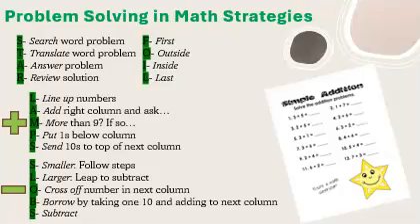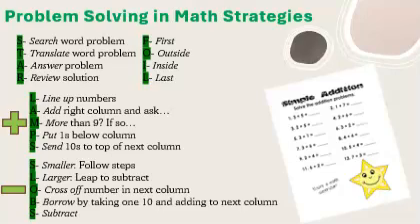LAMPS is a learning strategy to aid students in remembering the steps in regrouping or carrying in addition. Line up numbers, add right column and ask more than 9. If so, put ones in below column and then send the 10s to the top of the next column.